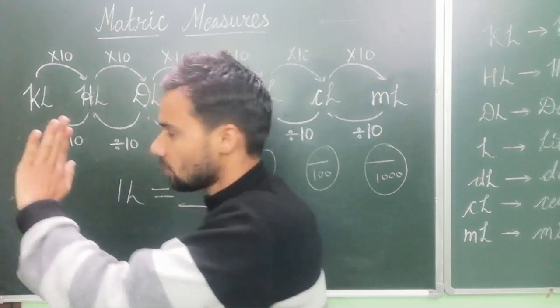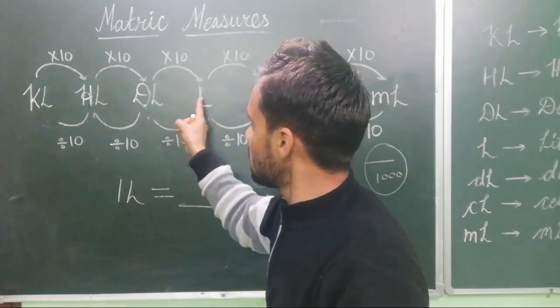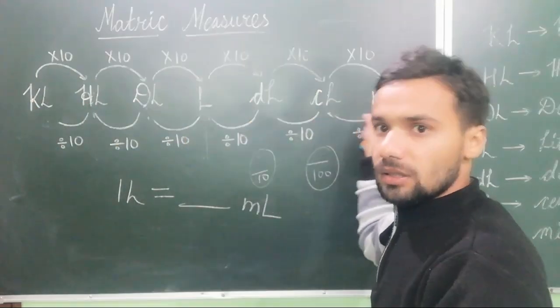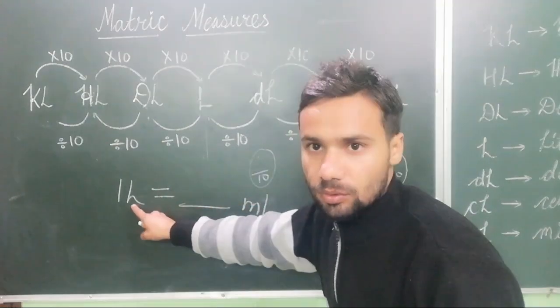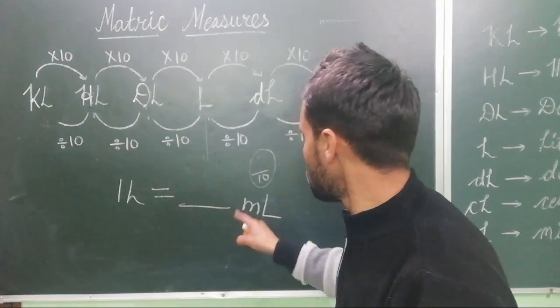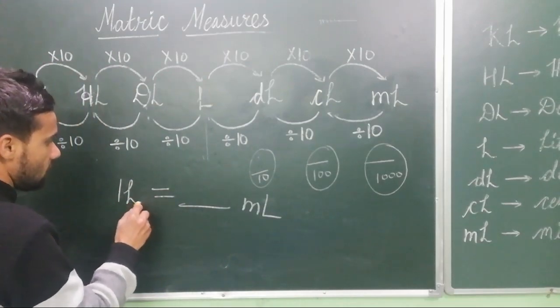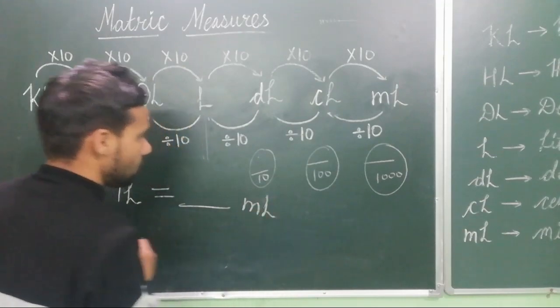Ones, tens in this way. The same is going on in the units. Units are increasing here 10 times in this way and decreasing 10 times on the right side. So that is the reason 1 liter is equal to, this is your L. 1 liter is equal to how many milliliter?